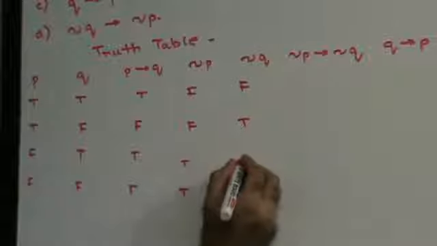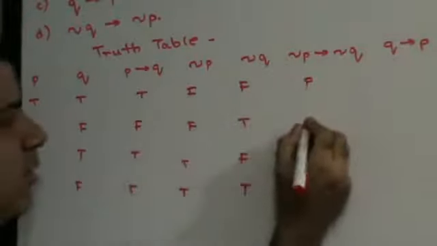For implication, if the first statement is true and the second statement is false, then the answer is false. The first is true, the second is false, therefore the answer is false, otherwise the answer is always true. For not statement, T becomes F, F becomes T. You are doing a not statement of Q. So T becomes F, F becomes T.